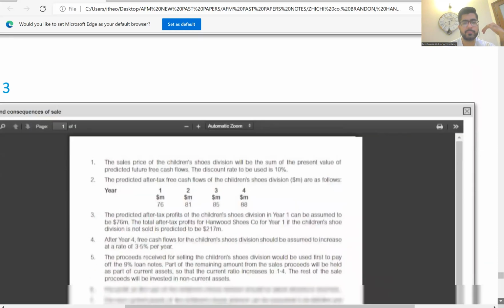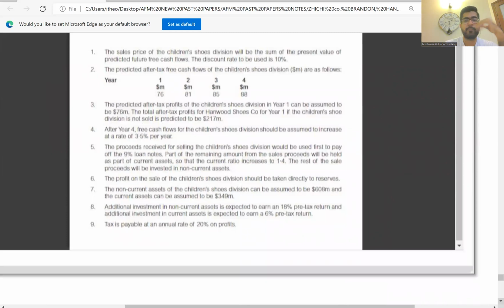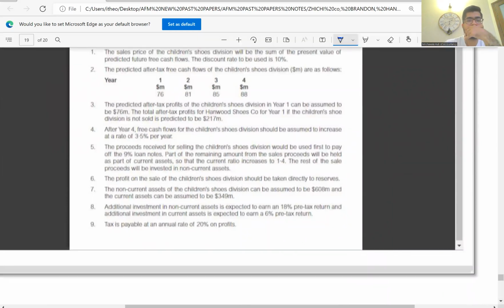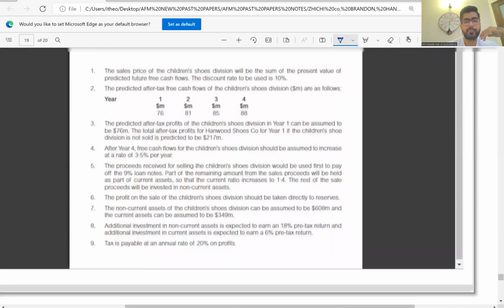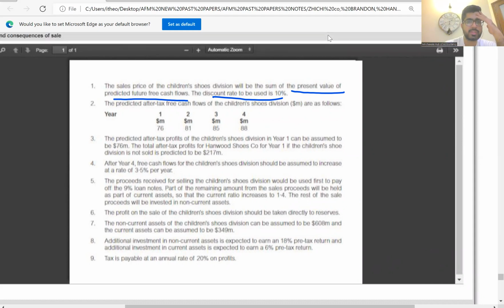Exhibit 3. The sale price of the children's shoes division will be the sum of the present value of predicted future free cash flows. Discount rate to be used is 10%. So the sale price of the children's shoes division, you are willing to sell that division. It will be the sum of the present value of future free cash flows. Discount rate is 10%. The predicted after-tax free cash flows from the children's shoes division are as follows.